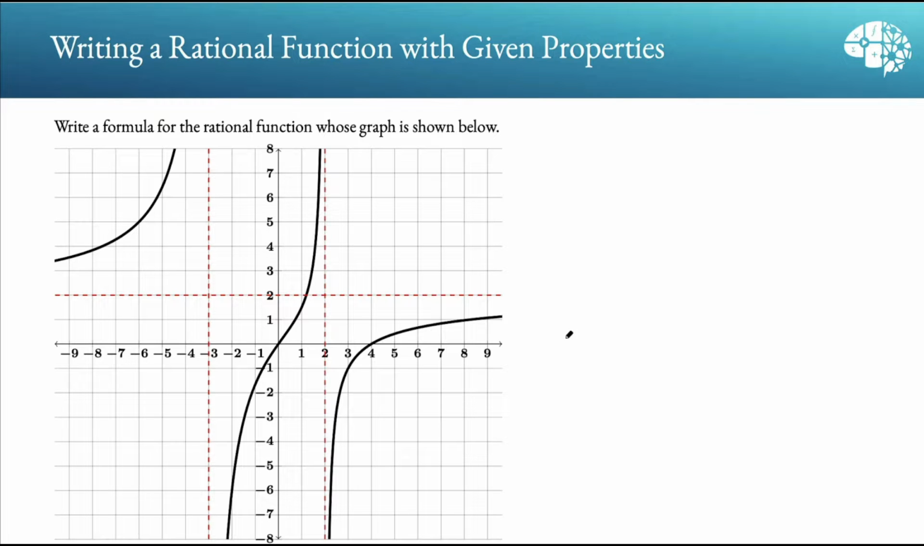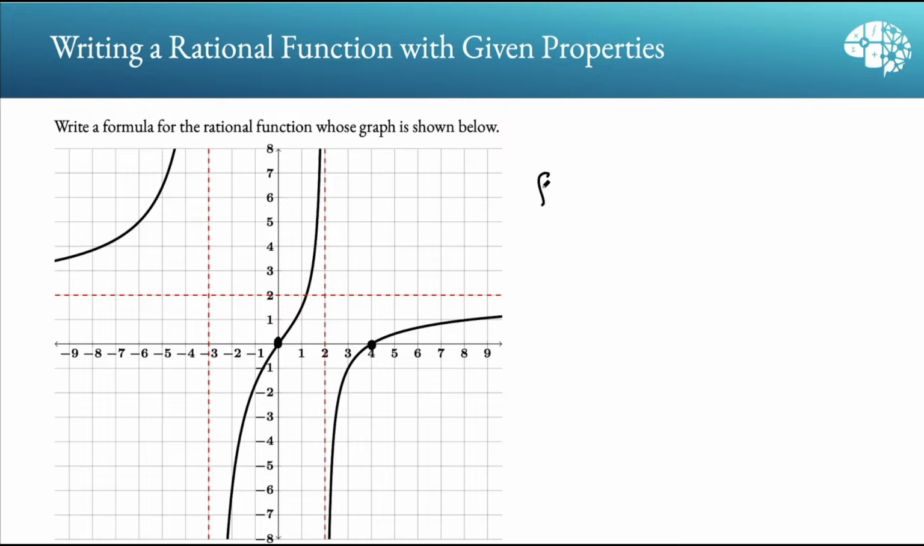Write a formula for the rational function whose graph is shown below. So here we've got several different key features. Notice that the main things we want to consider are the x-intercepts and the asymptotes. We've got two vertical asymptotes and a horizontal asymptote. And of course a y-intercept if it's not at the origin.